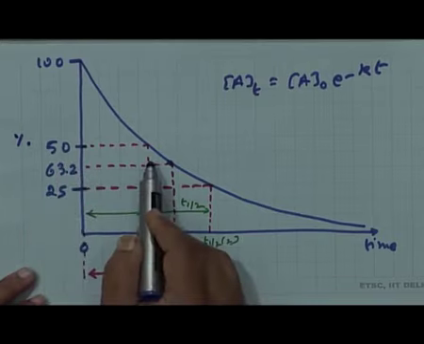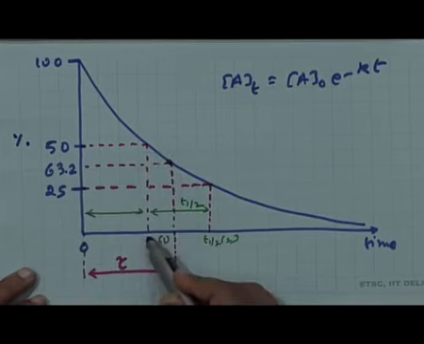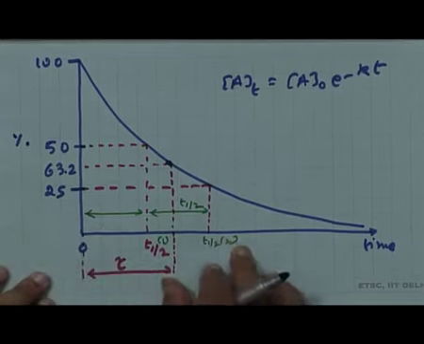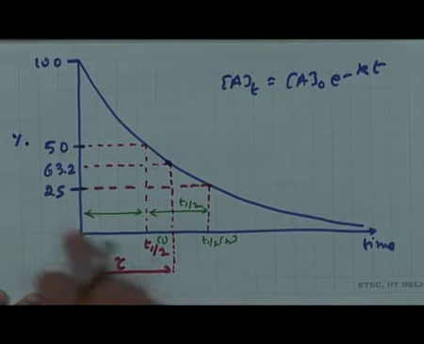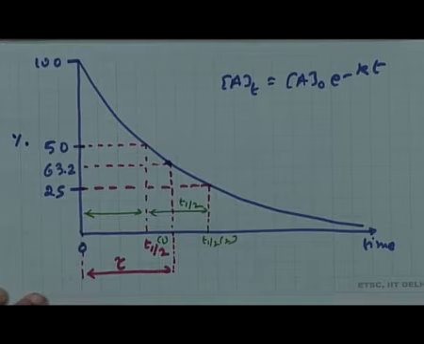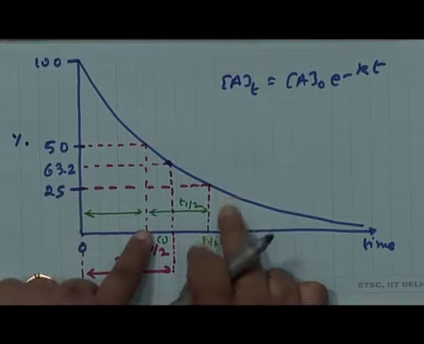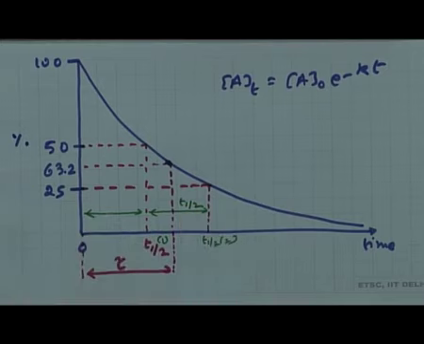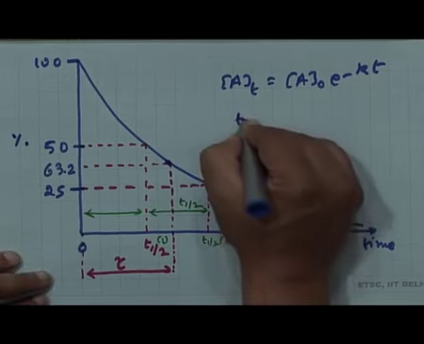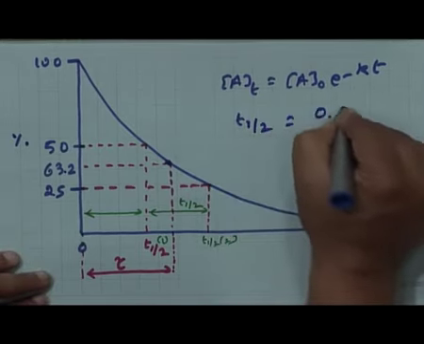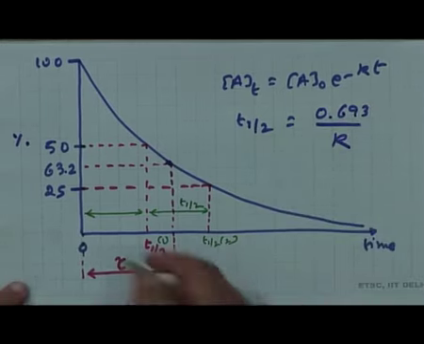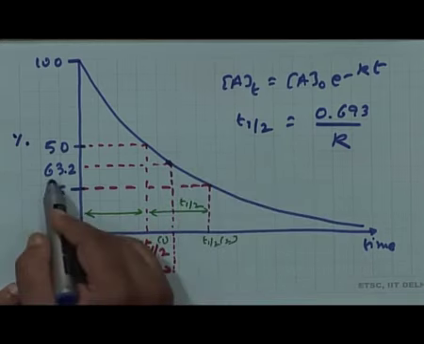So if it is 50%, it is T half, which is half of A naught. Now from 50%, if I take another T half, I should go to 25%, which is one fourth of A naught. So from 50% to 25% is my second T half, and this T half and this T half are exactly the same. Why? Because T half for a first order reaction is a constant.